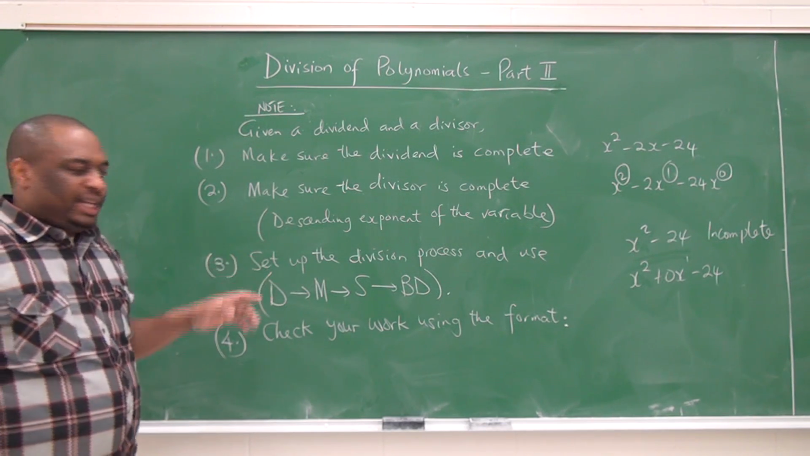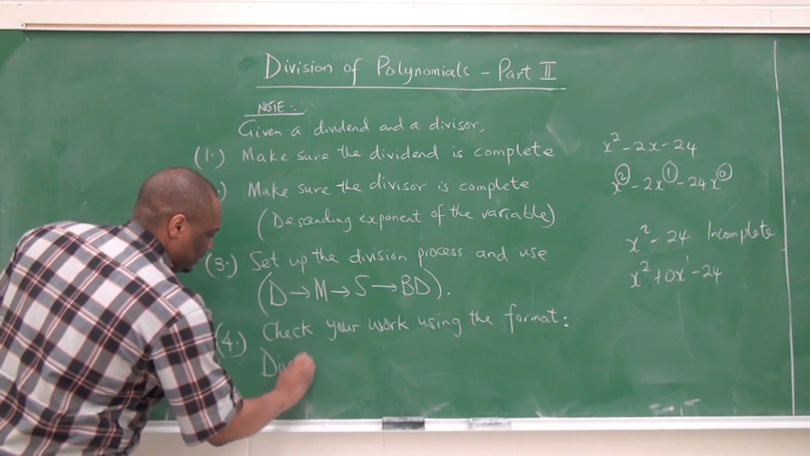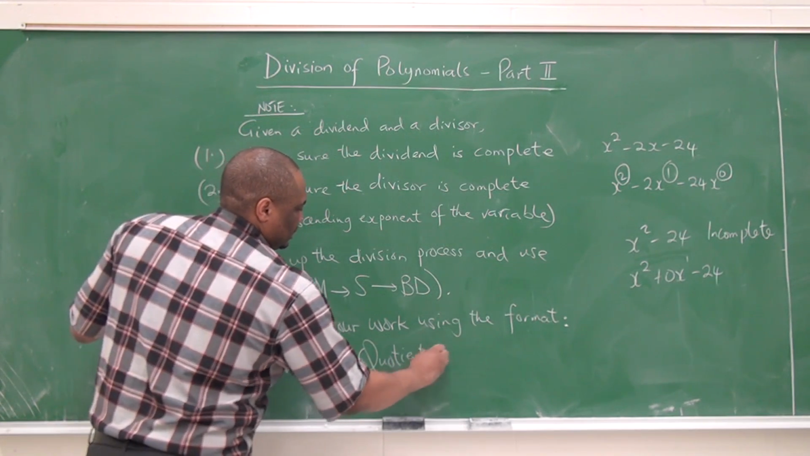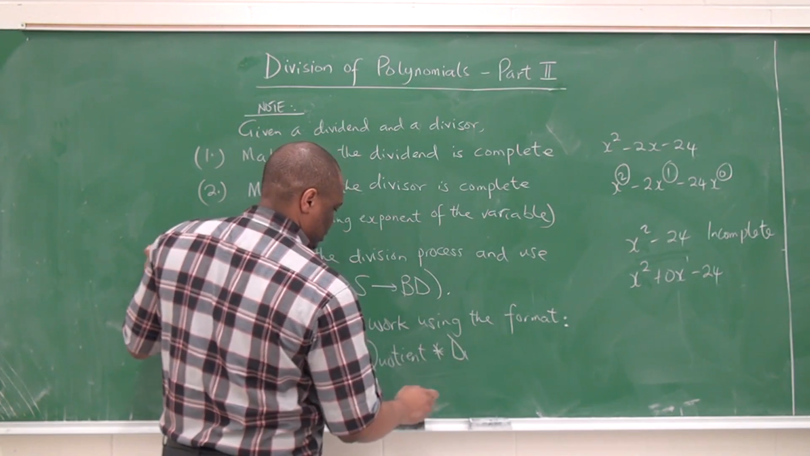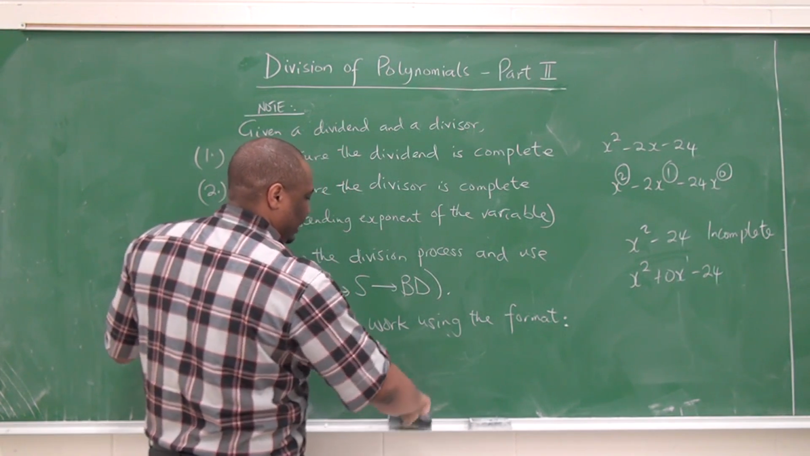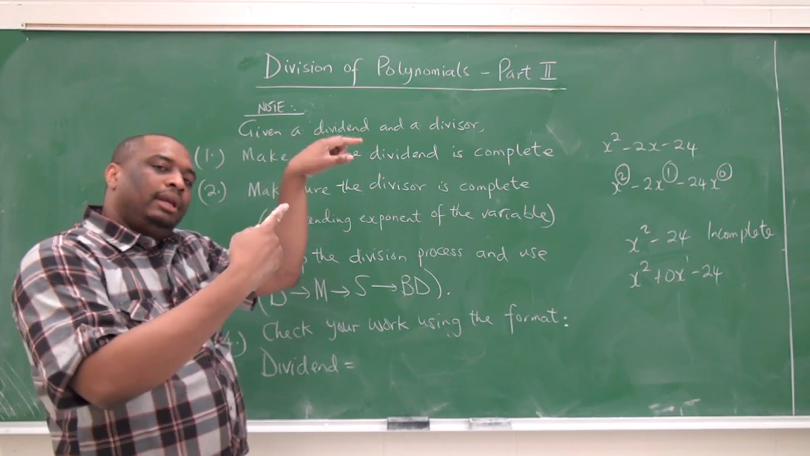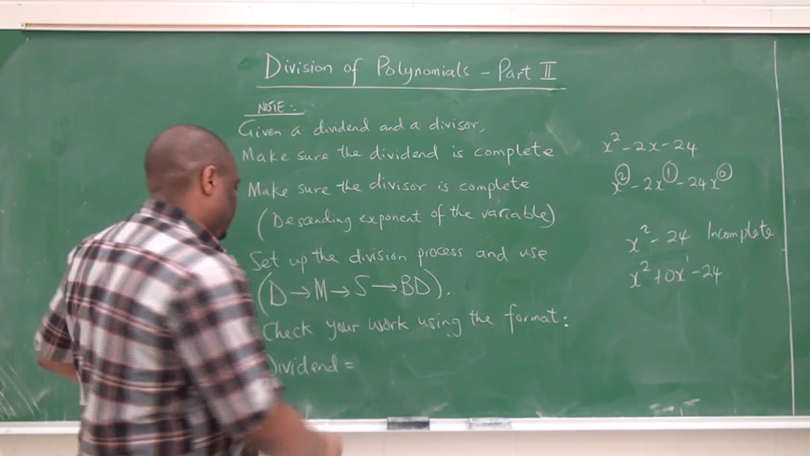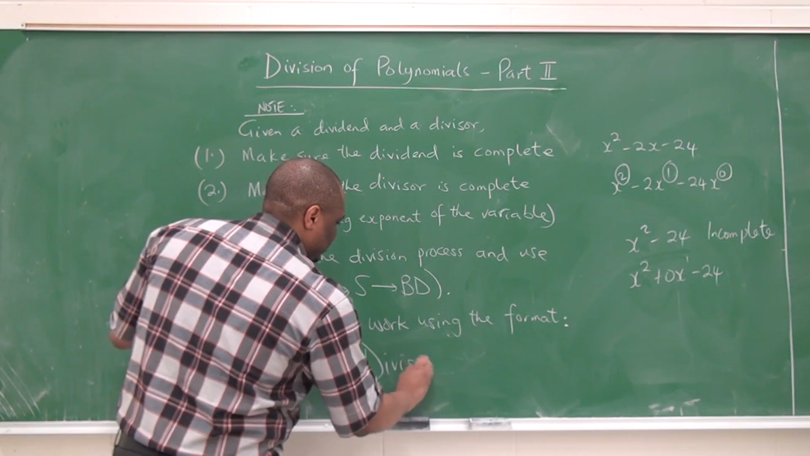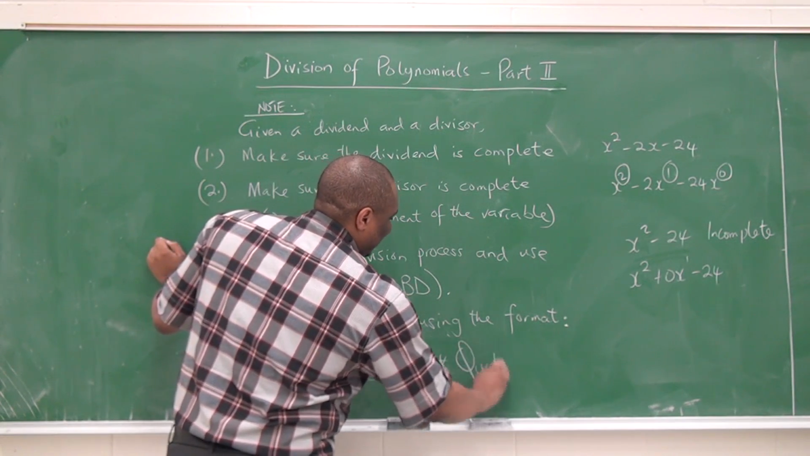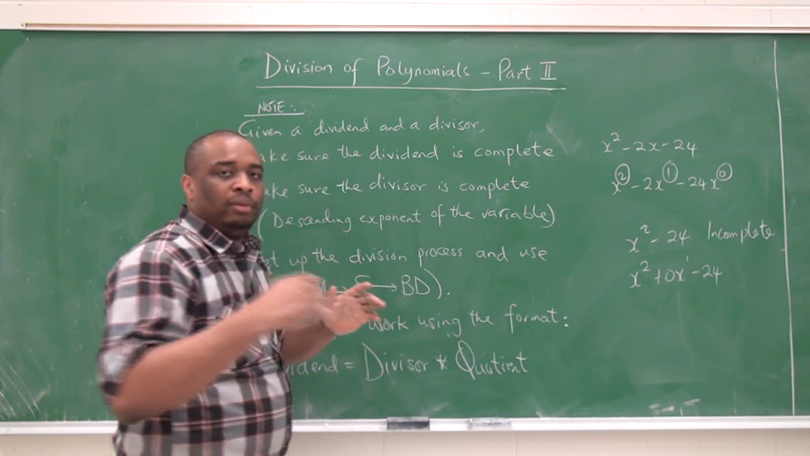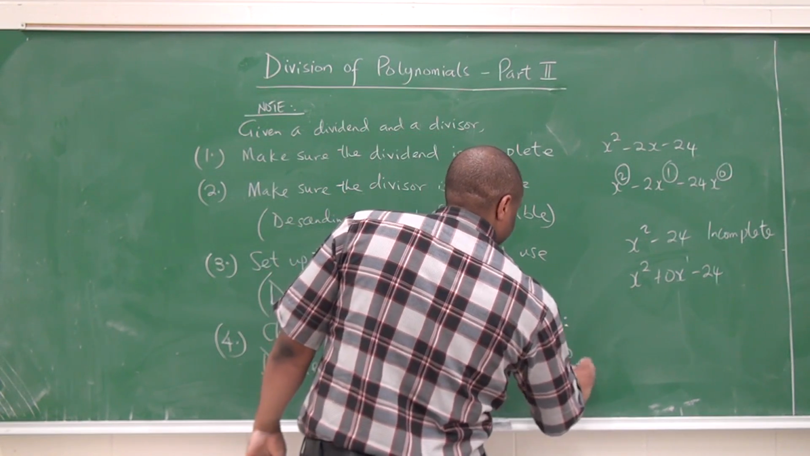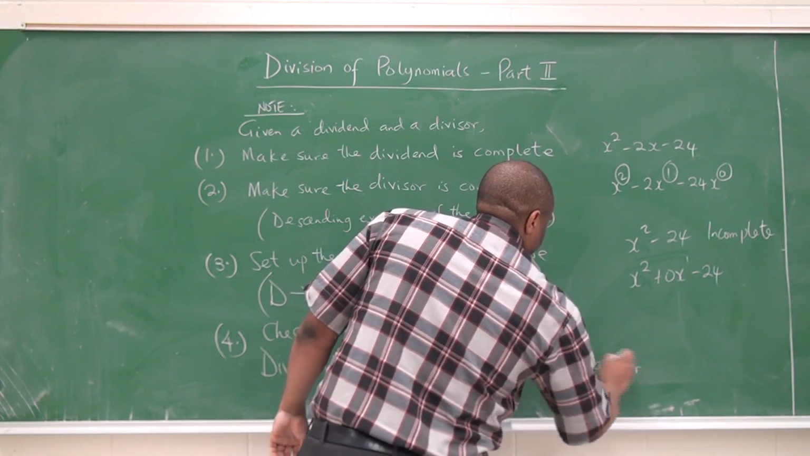And what is the format for you to check your work? Dividend equals quotient times divisor. I should say divisor first, but it doesn't matter anyway. But we like doing it the way you convert mixed numbers to improper fractions: the divisor first times the quotient. It doesn't matter which comes first, although it actually matters in some cases, like modular inverses in modular arithmetic. Divisor times quotient plus remainder. So you check your work using this format.